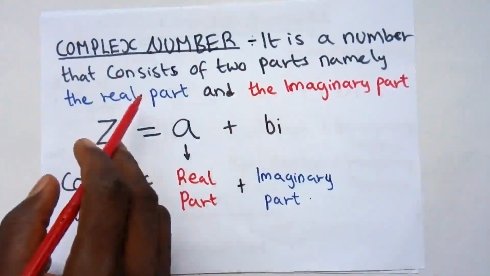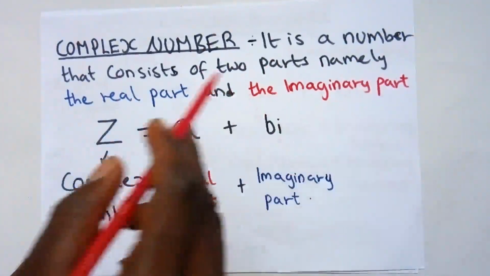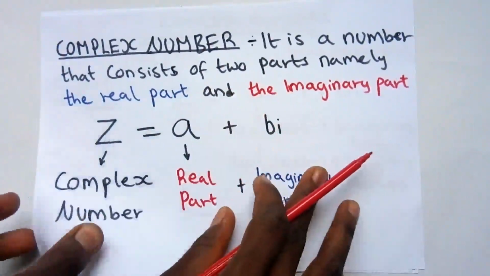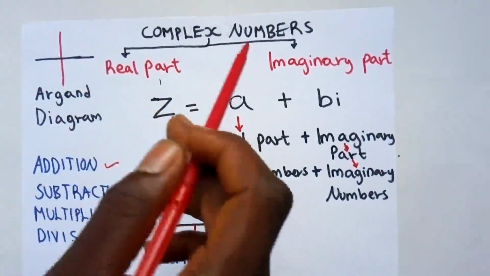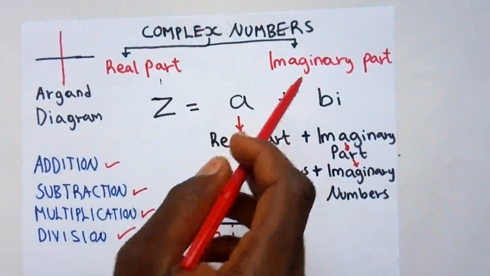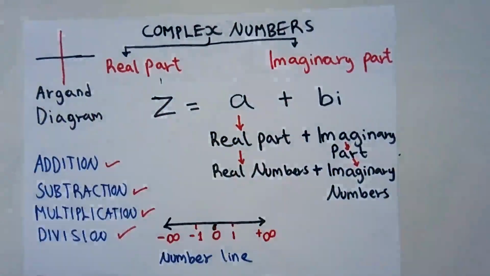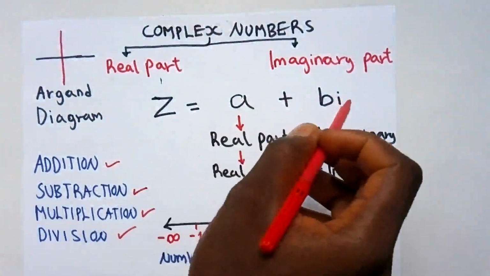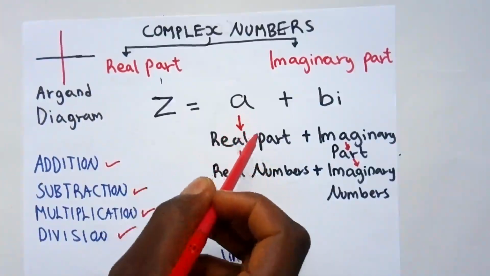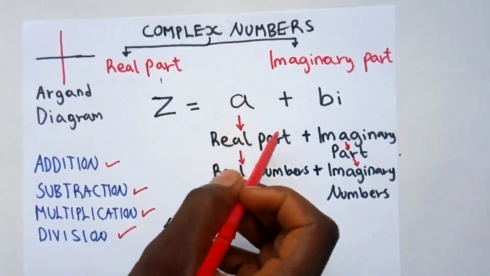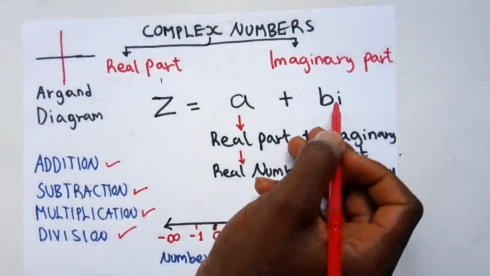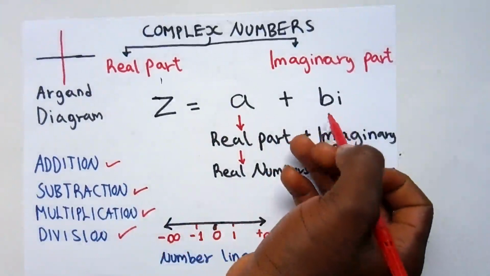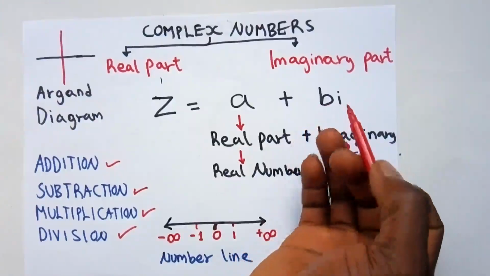It is a number that consists of two parts, namely the real part and the imaginary part. Let Z denote a complex number, a plus bi. a is the real part of the complex number and b is the imaginary part of the complex number. This i in front of b indicates that this is the imaginary part of the complex number.